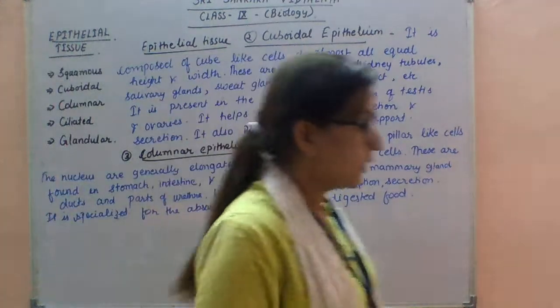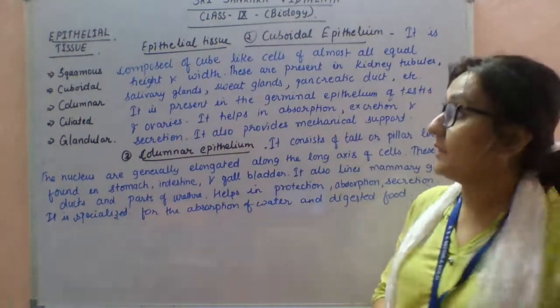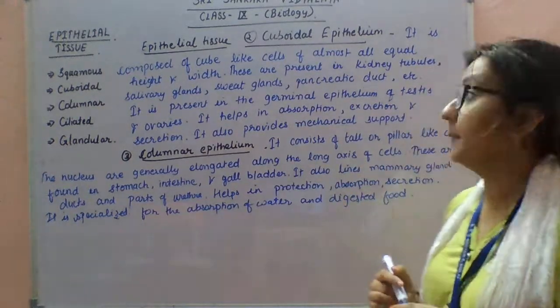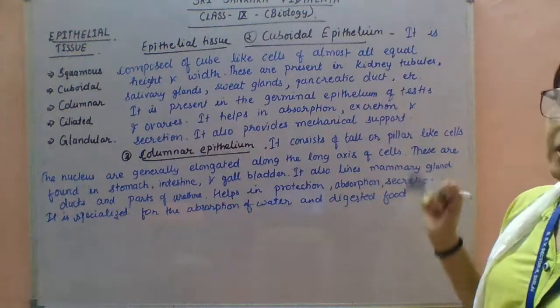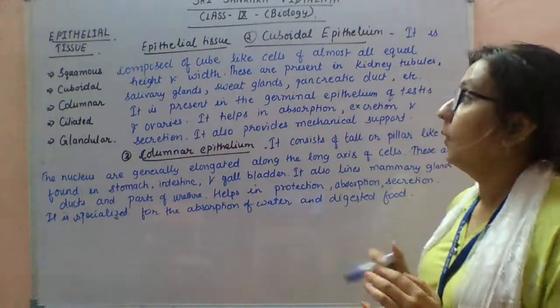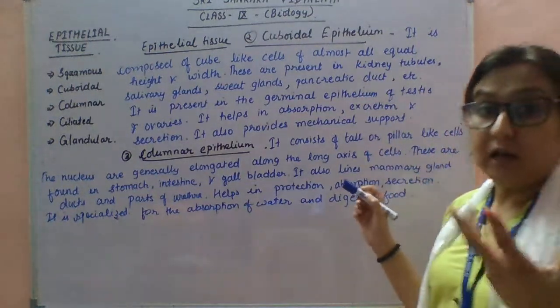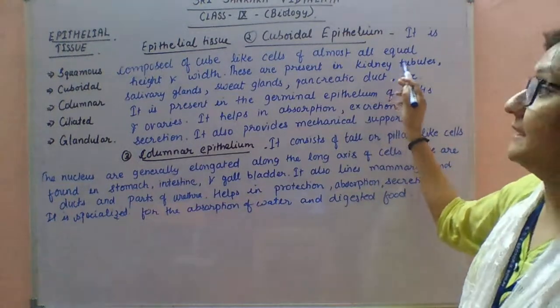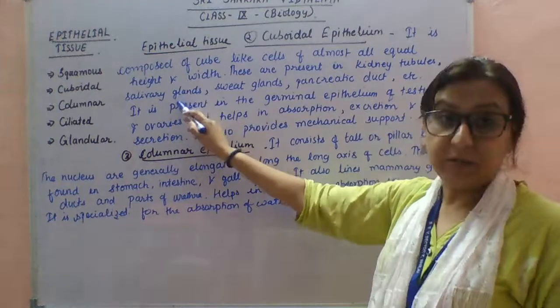Okay, so the next is cuboidal epithelium. So what is cuboidal epithelium? As the name suggests, it is cuboid or cube in shape, all equal height and width. Now we will study about the occurrence. So these are present in kidney tubules, salivary glands.